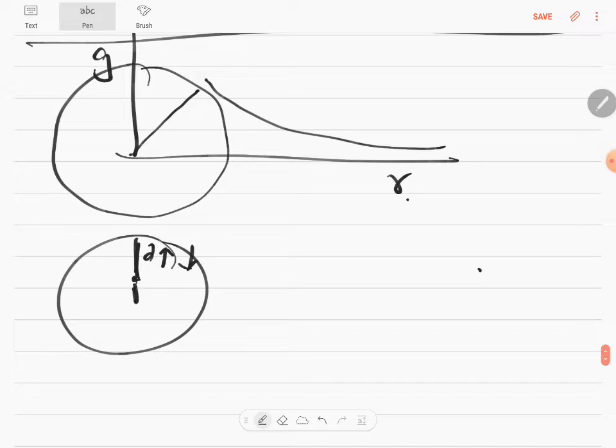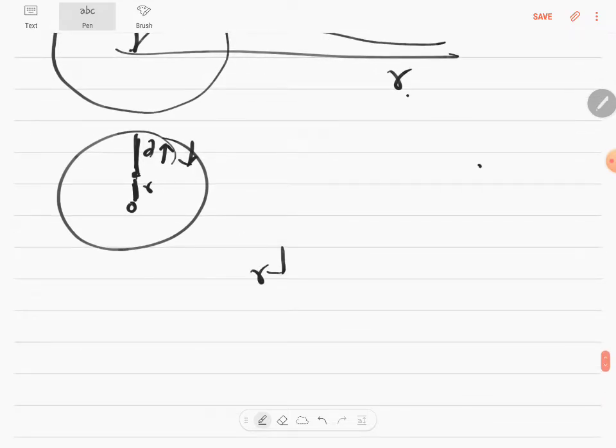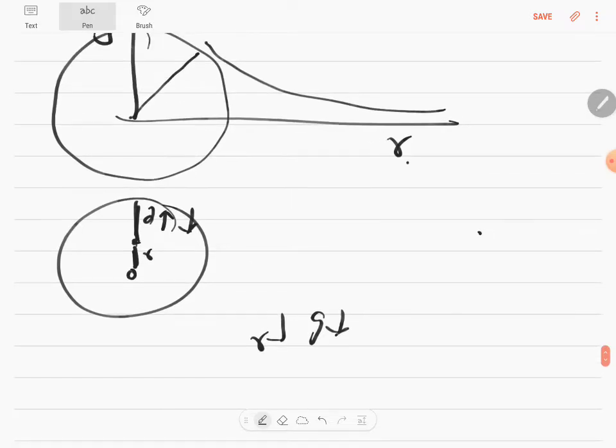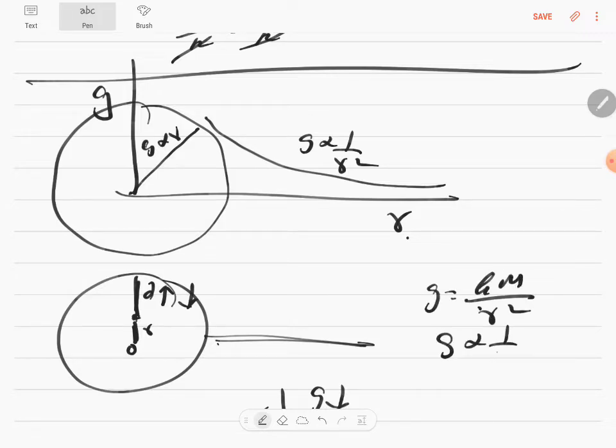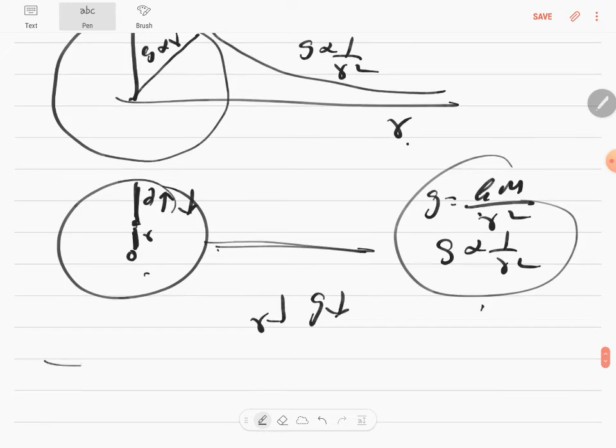r is the distance from the origin. So when the depth is increasing, r is decreasing and gravity is also decreasing. So r decreases, gravity decreases. So that's directly proportional: g is directly proportional to r. Whereas outside the Earth's surface, it's inversely proportional to r squared. g is equal to G capital M by r squared, which shows that g is inversely proportional to r squared. So outside the Earth's surface it's like this, inside the Earth's surface it's like this. So this graph is very, very important.